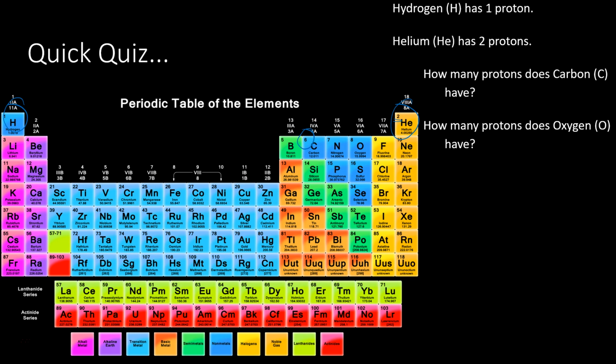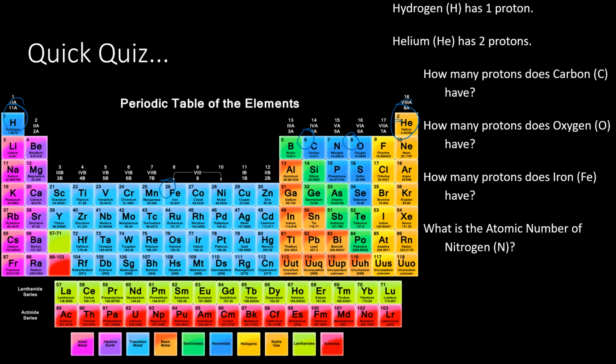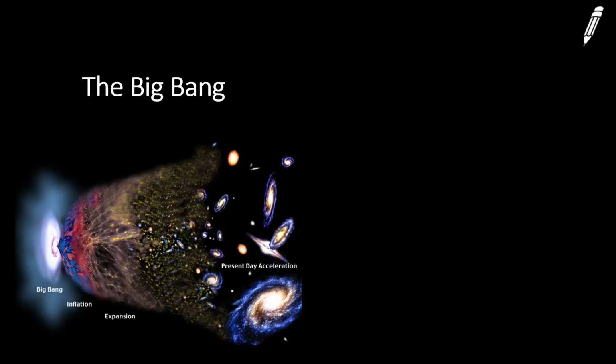Look for the atomic number. Oxygen has 8 protons, and the atomic number is also 8. How many protons does iron have? Look for Fe, iron. Iron has 26. Iron will always have 26, okay? What's the atomic number of nitrogen? Well, the atomic number is right here. The atomic number of nitrogen is 7, and that is the same number of protons that nitrogen has.